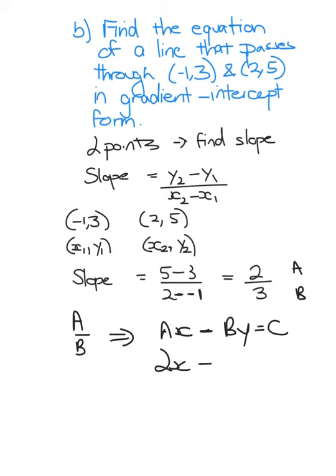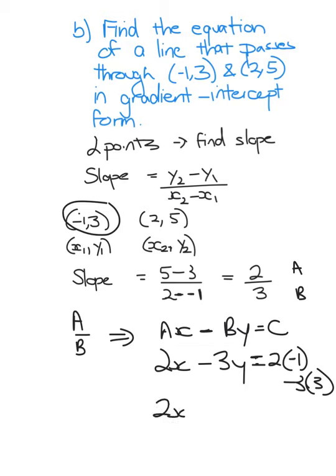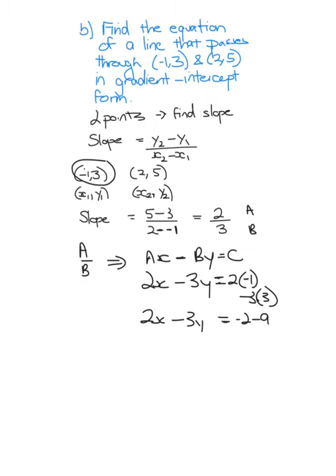So a is going to be 2, b is going to be 3, so it's going to form 2x minus 3y equals, and then we're going to sub in a point, and it doesn't matter which one we choose, so I'm just going to choose the point negative 1, 3. So I'm going to go 2 times negative 1 minus 3 times 3, because x is negative 1 and y is 3. So that's going to give me negative 2 minus 9. I'm going to keep going, and that's going to give me 2x minus 3y equals negative 11.